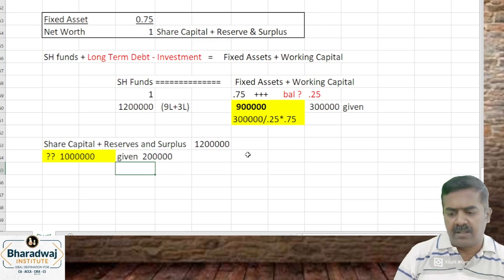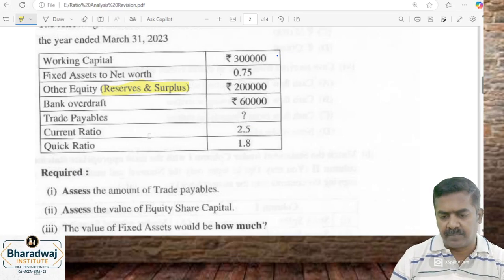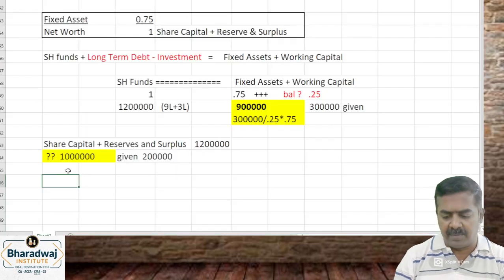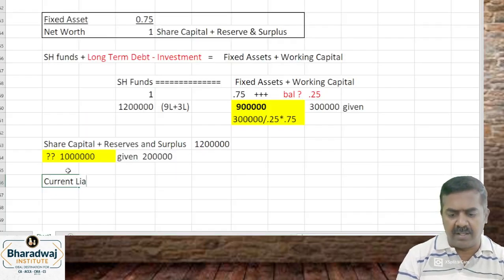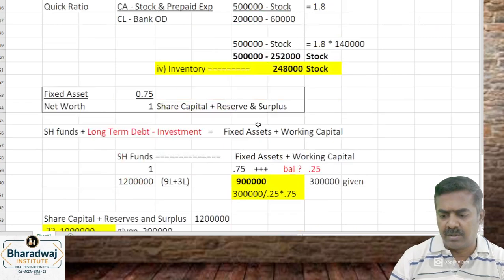இப்போ let us answer the given question specifically. என்னென்ன question கேட்டிருக்காங்க? Assess the amount of which one? Trade payable. Current liability என்ன இருக்குங்க? Current liability எவ்வளோ work out பண்ணும்? What is the current liability we worked out? 2 lakhs.